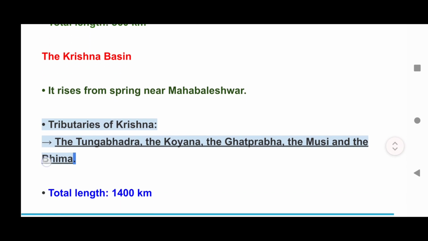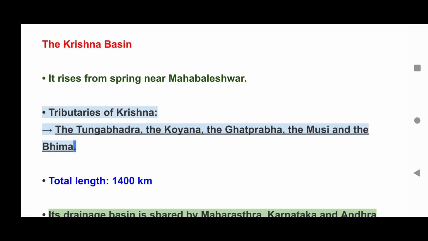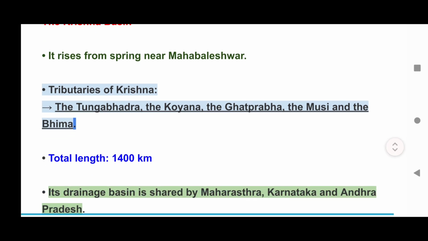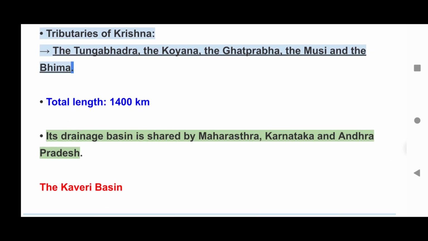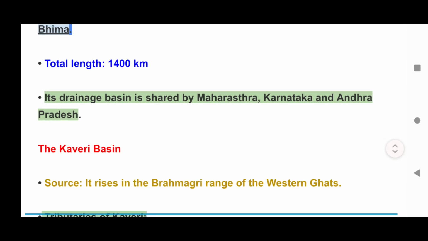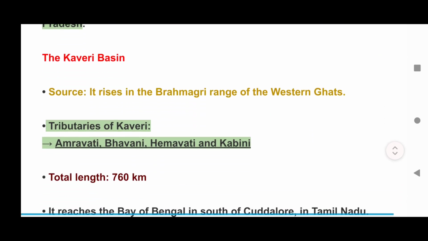The Krishna Basin. It rises from the spring near Mahabaleshwar. Tributaries of Krishna: the Tungabhadra, the Koyna, the Ghataprabha, the Musi and the Bhima. Total length of this river is 1400 km. Its drainage basin is shared by Maharashtra, Karnataka and Andhra Pradesh.